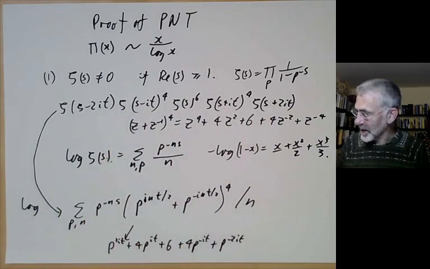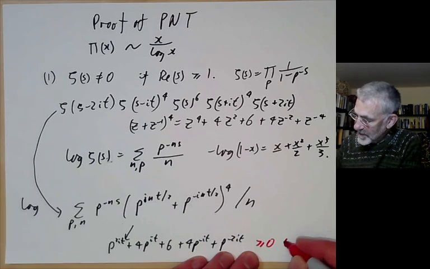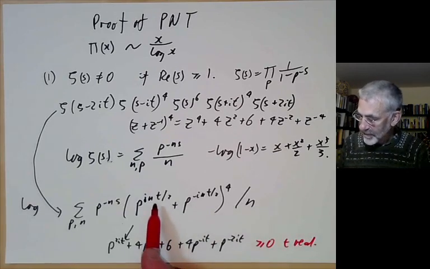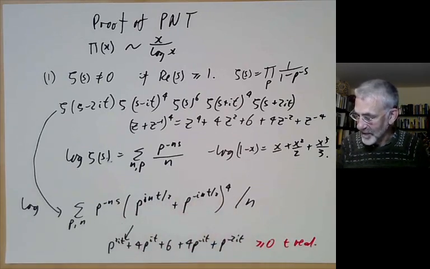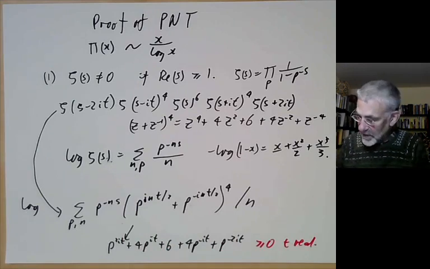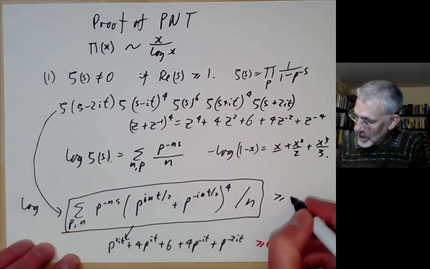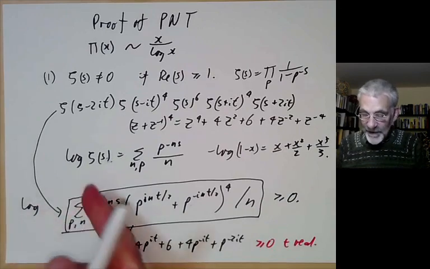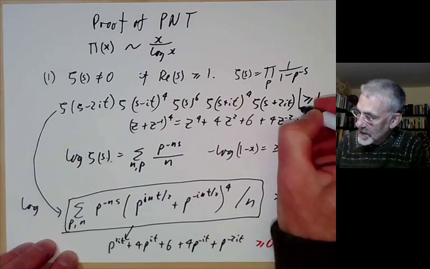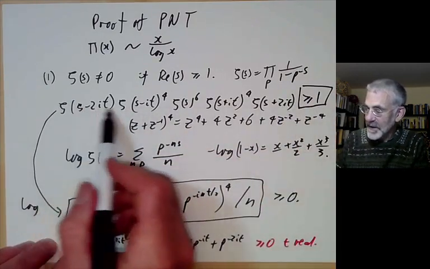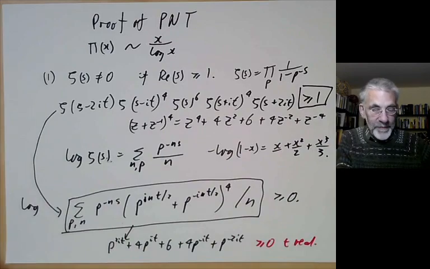This expression looks like a bit of a mess, but it has one really nice property. You notice this is always greater than or equal to 0 for t real, because this expression is a number plus its complex conjugate, so it's real, and the fourth power of that is real, and so on. So this expression is always greater than or equal to 0. Well, if the logarithm of something is always greater than or equal to 0, then that something is always greater than or equal to 1. So we've got this key inequality that this expression is always at least 1. That's why we write it down.